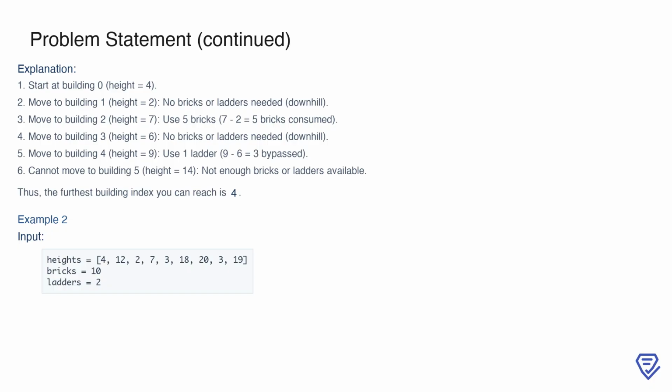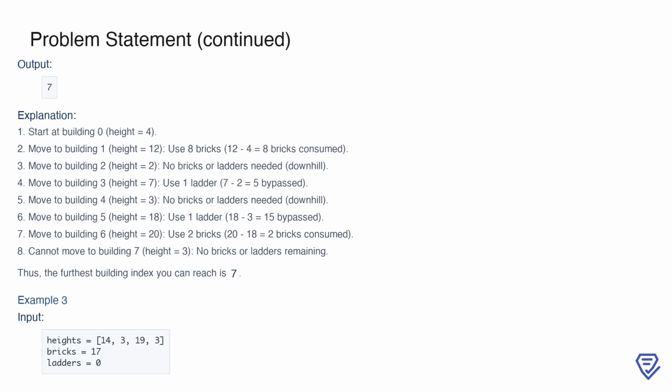Now you attempt to reach building 4, with a height of 9. This climb requires 3 units, so you use your single ladder to bypass it. Finally, you try to reach building 5, with a height of 14, but you don't have enough bricks or ladders left to cover the difference. Therefore, the furthest building you can reach is building 4.